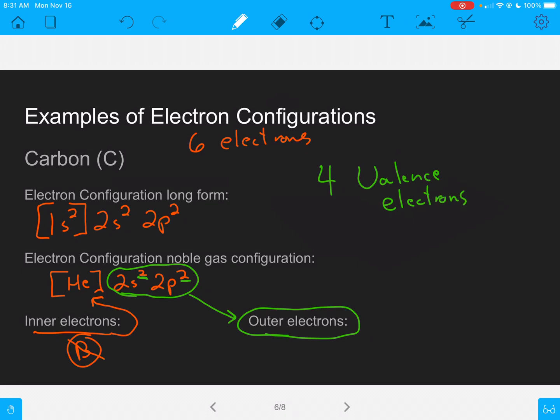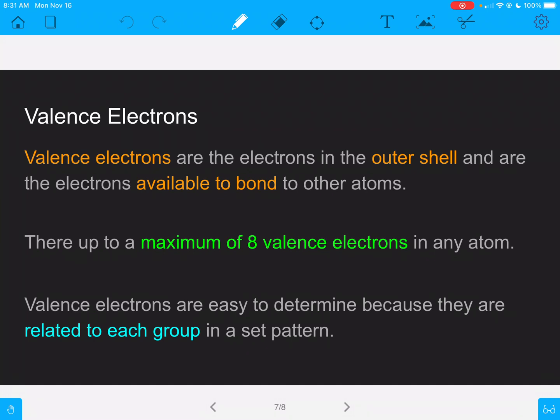Okay, so carbon has 4 valence electrons. It has 4 electrons that it can use to bond with other things. Okay, now here's some more stuff about valence electrons.